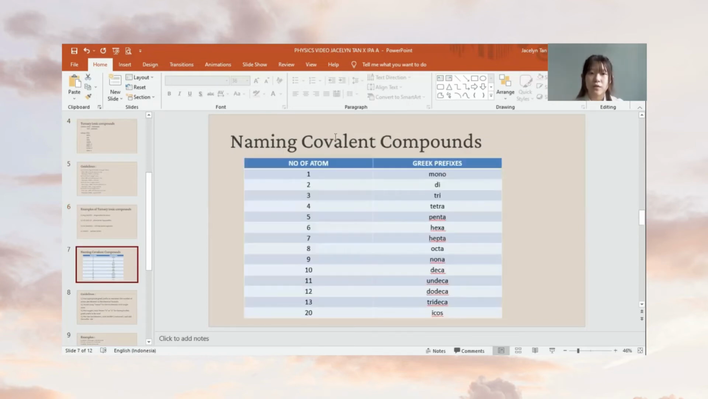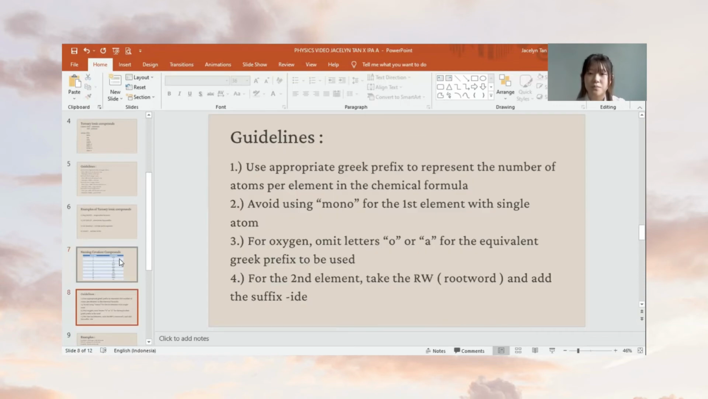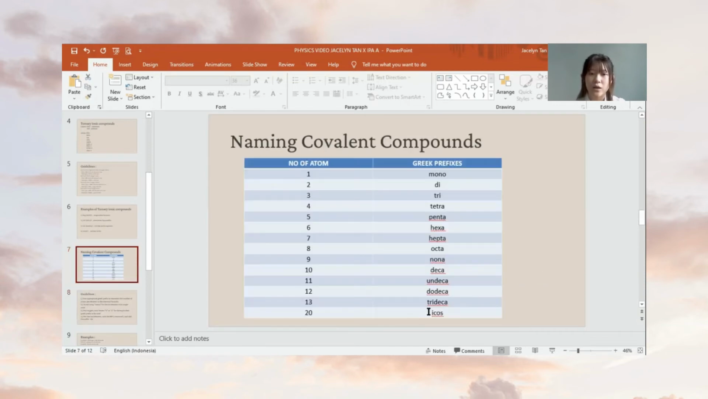Okay, naming covalent compounds. We have some Greek prefixes for number of atoms, such as mono for 1, di for 2, tri for 3, tetra for 4, penta for 5, hexa for 6, hepta for 7, octa for 8, nona for 9, deca for 10, undeca for 11, dodeca for 12, trideca for 13, and icos for 20.